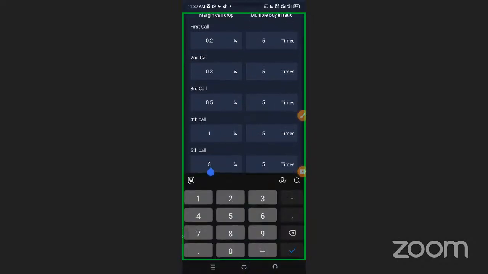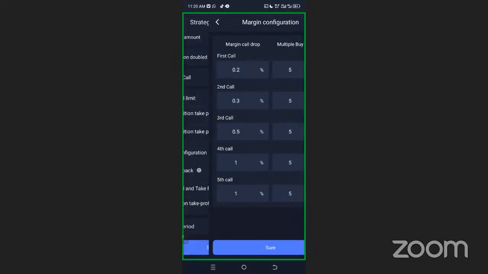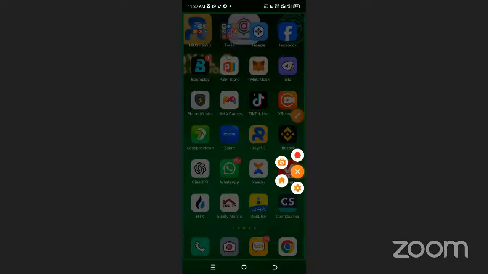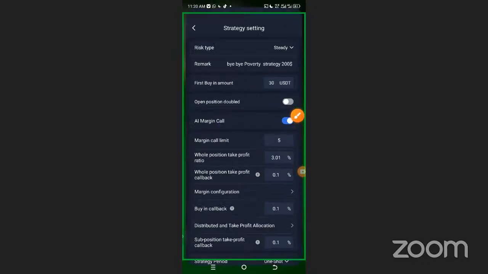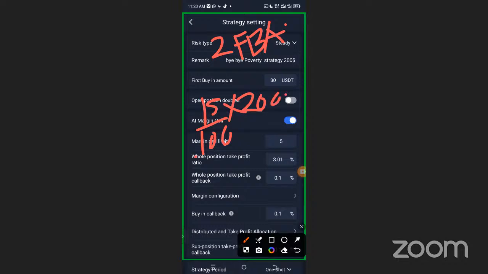1 time and 1 time. Then come and you click sure. You click sure. Now, do you know the reason as to why I tell you that this strategy has 2 first buy-in amounts? And I told you it is going to be 15% of $200, giving you $30 as your FFBA, which is your initial first buy-in amount.